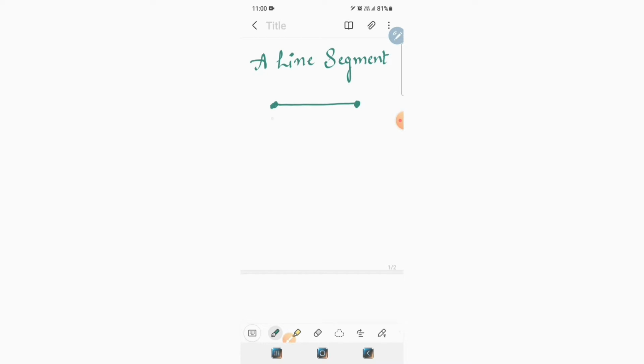Let's name this line segment as line segment AB. So symbolically we can represent this line segment as line segment AB with the symbol of a line segment on the top. The next one is ray.